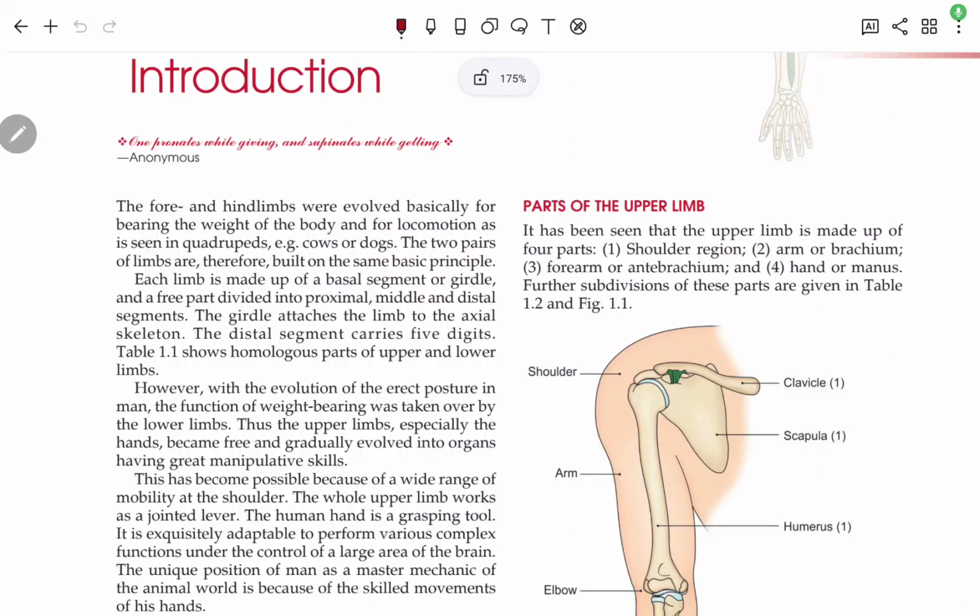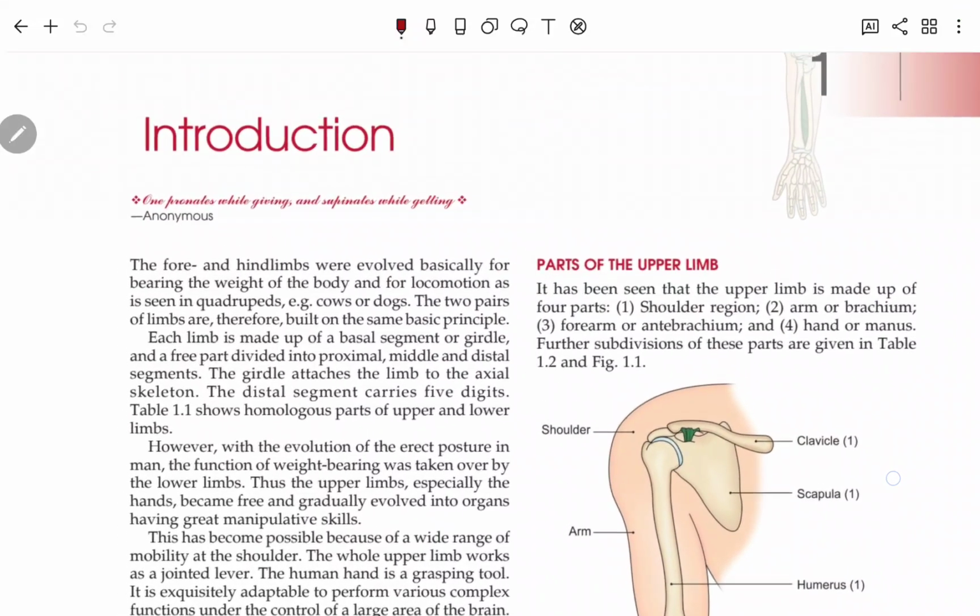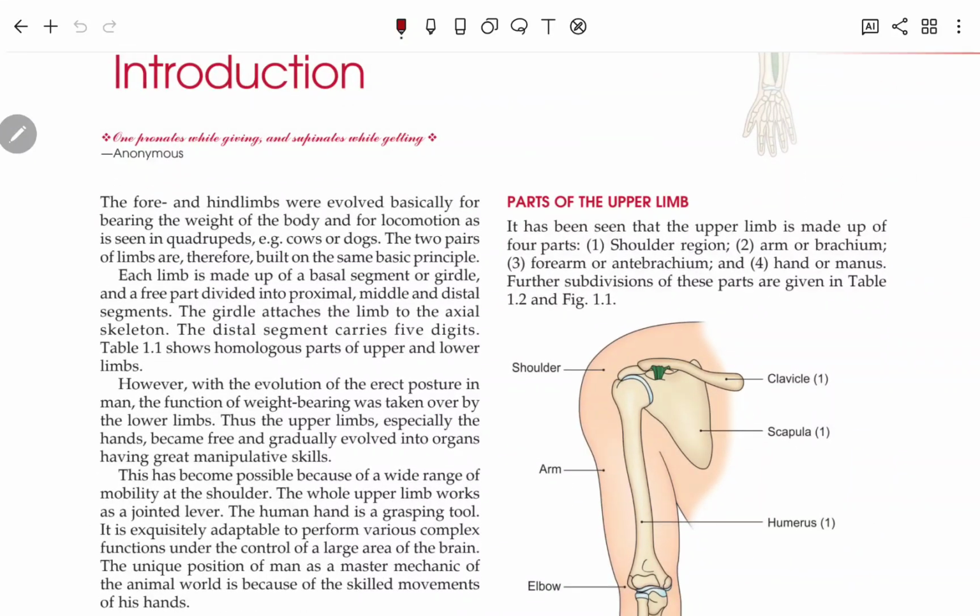So hey guys, today we are going to start the first chapter of anatomy, which is introduction. So yeah, let's go.